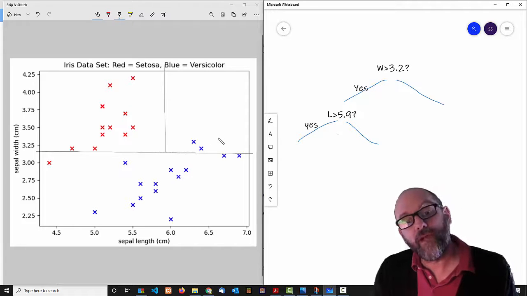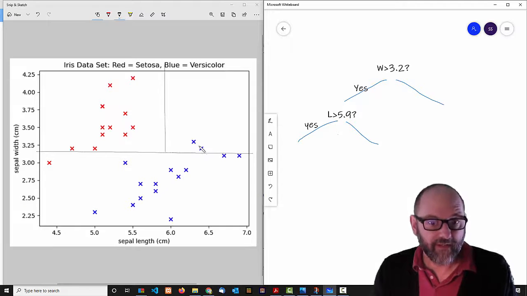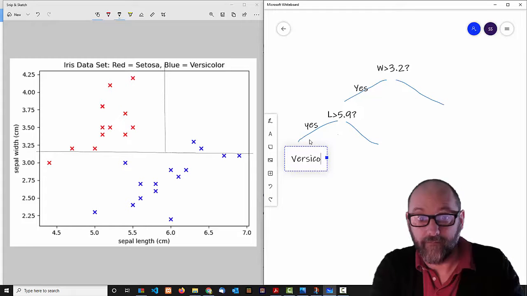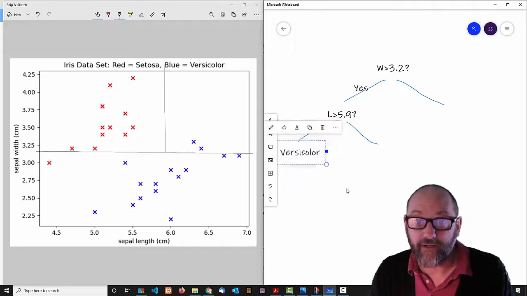And at this point, we actually hit the stopping condition, the default stopping condition of the algorithm, because there's no work to be done here. All we have to do, if we're in this area, is say it's versicolor. So I will add that down here, versicolor. That's the classification we're going to go with if we end up here.